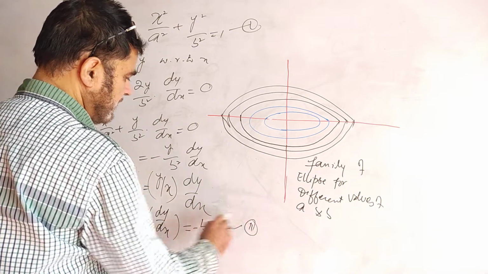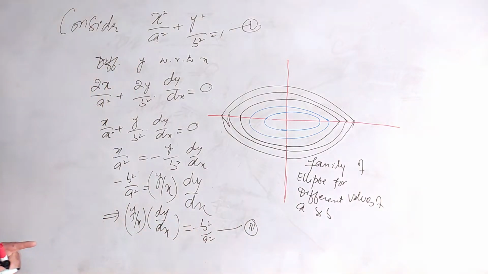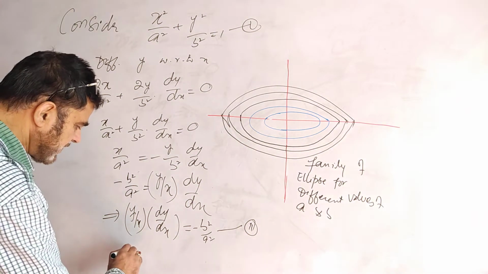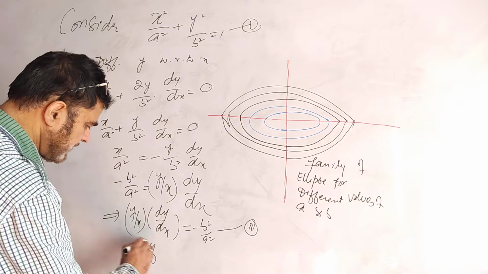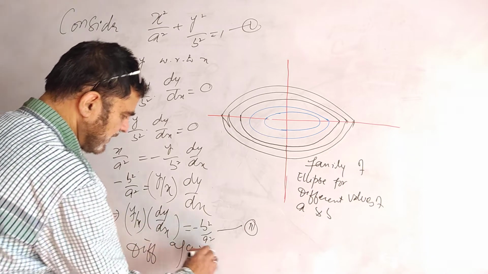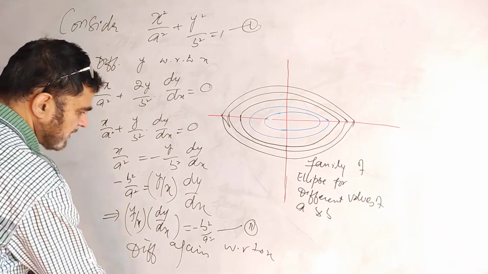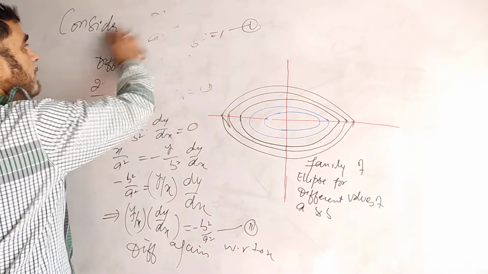Now I have not yet eliminated a square and b square here. So what I do is I differentiate again with respect to x. Let us differentiate this equation again with respect to x.